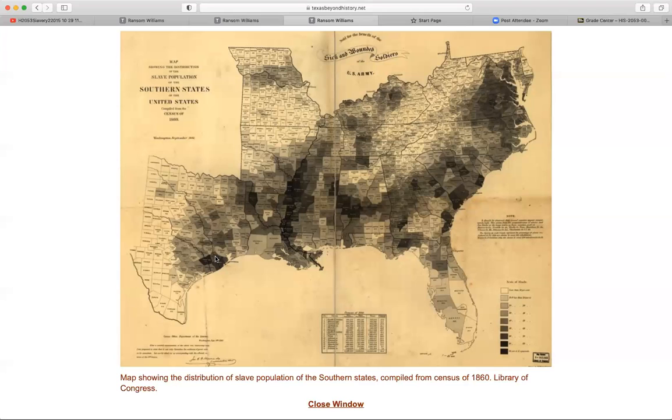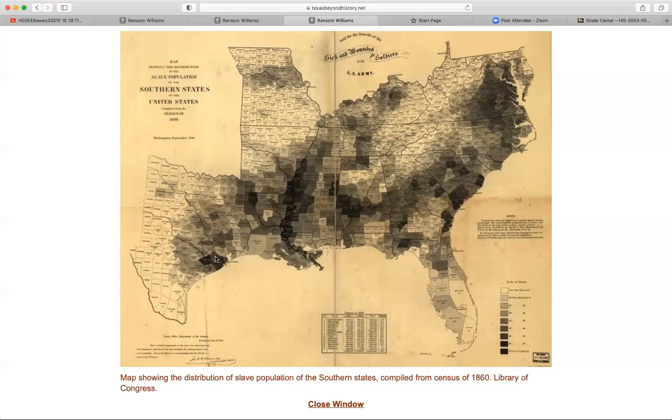So just to give you some more statistics, by 1860, about 25 or 30% of all white families in Texas owned at least one slave. Texas ranked 10th in total slave population and 9th in percentage of slave population. One third of Texans were slaves. Of those 25 or 30% of Texas families that owned slaves, only 2% owned 20 or more slaves. So the vast majority of slaveholders owned less than 20 slaves.